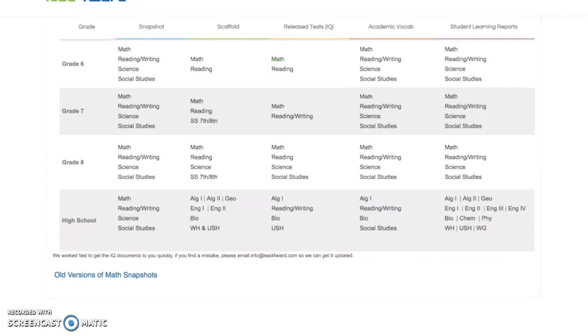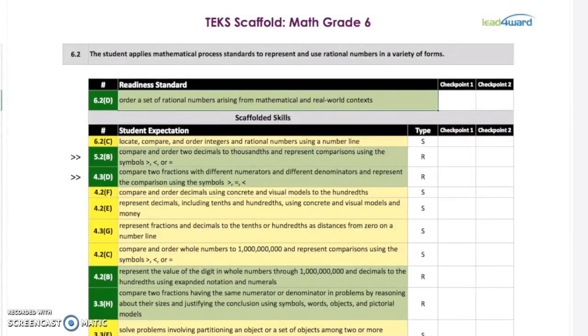The final content builder resource we'll look at is the scaffold. The TEAC scaffold helps us answer the question, what should students have already learned? In this example, you can see 6.2D, a readiness standard for 6th grade math, and all of the content that underpins this standard. This is a great tool to help us start to form those early formative assessments during a unit. Where should we start instruction? Where should we begin checking for students' understanding to see if they're ready to be successful in the content that we're about to teach?